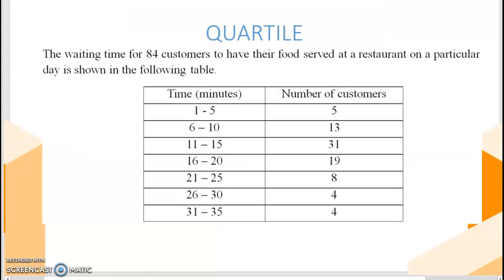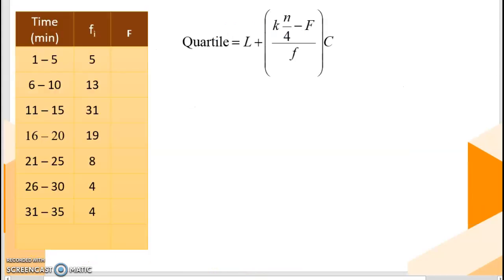Look at an example. Let's say the waiting time for 84 customers to have their food served at a restaurant on a particular day is shown in the following table. We are given a range of data, and the number of customers will be our frequency. The formula will be L plus (K over 4 multiplied by N minus F) divided by frequency, multiplied by its class size. Now we are going to need 3 columns of the table.